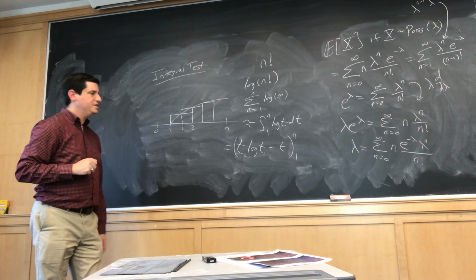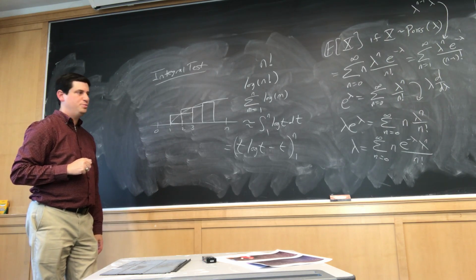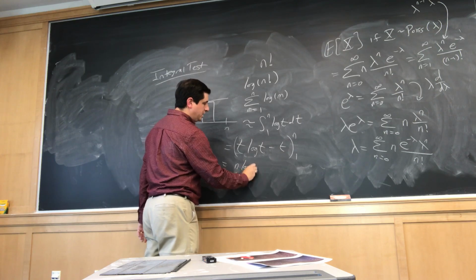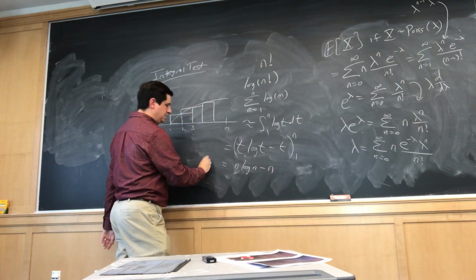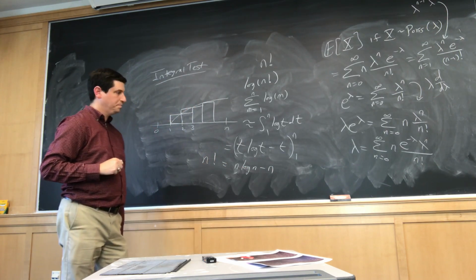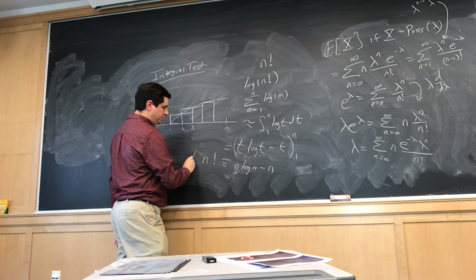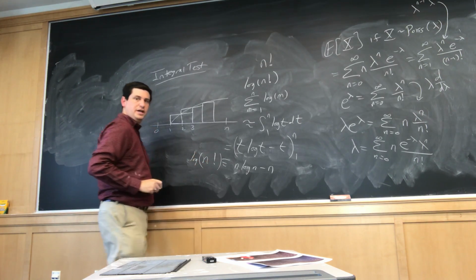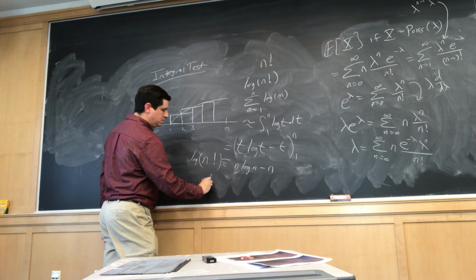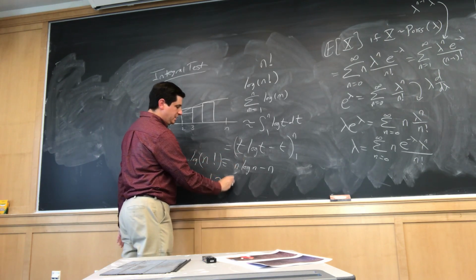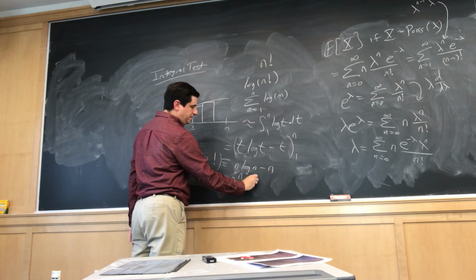And so when you put in things at 1, it doesn't really matter. When you put things in at n, you basically get n log n minus n. This is basically the log of n factorial. And so when you exponentiate, e to the n log n becomes n to the n, times e to the minus n.